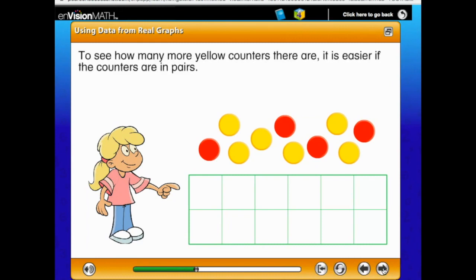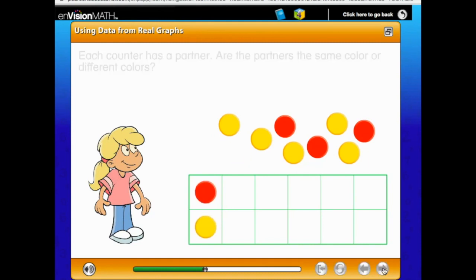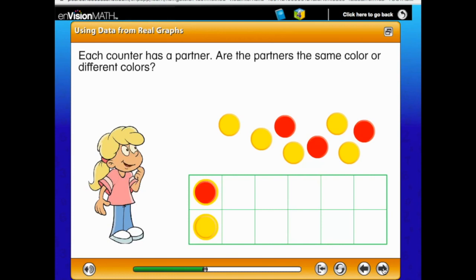To see how many more yellow counters there are, it is easier if the counters are in pairs. Each counter has a partner. Are the partners the same color or different colors? So it wants us to match up the counters to be partners. Putting them in partners or pairs of two helps you to understand the information in the graph better.